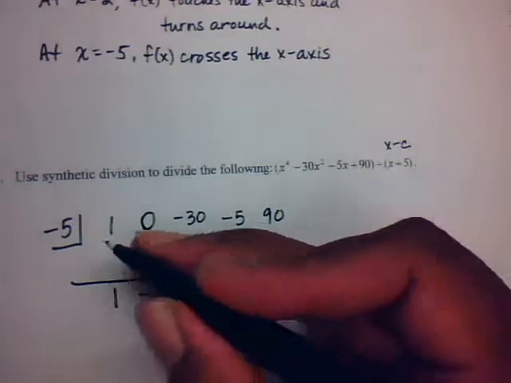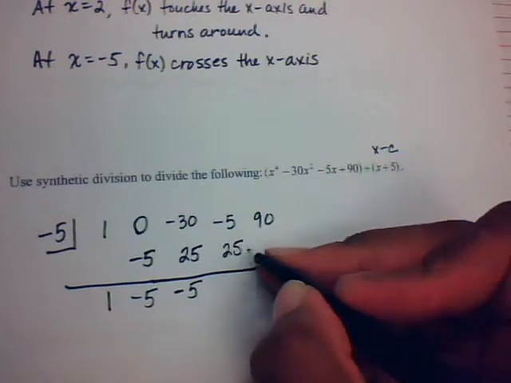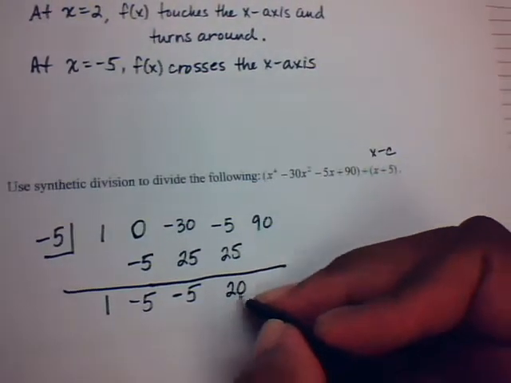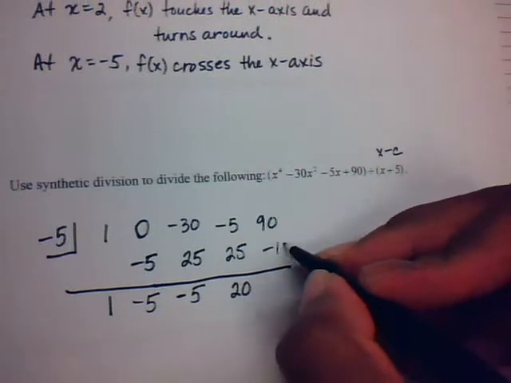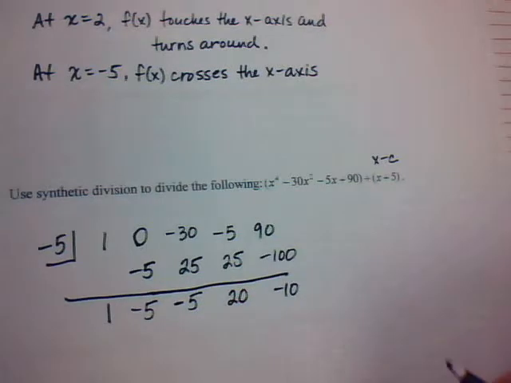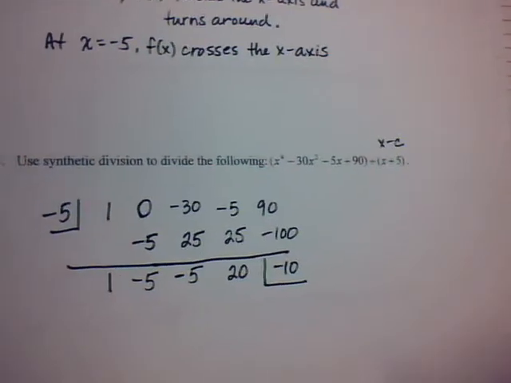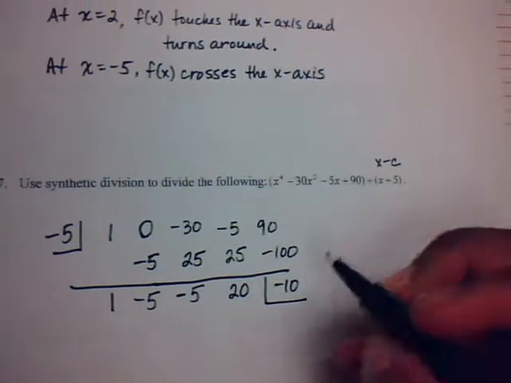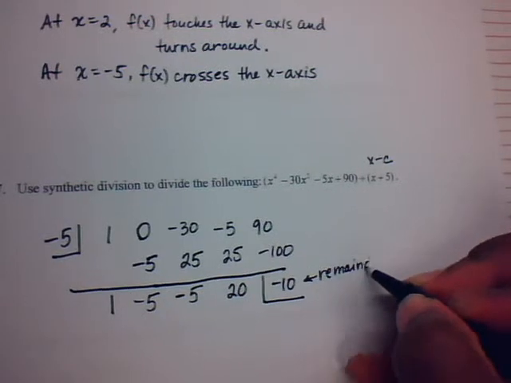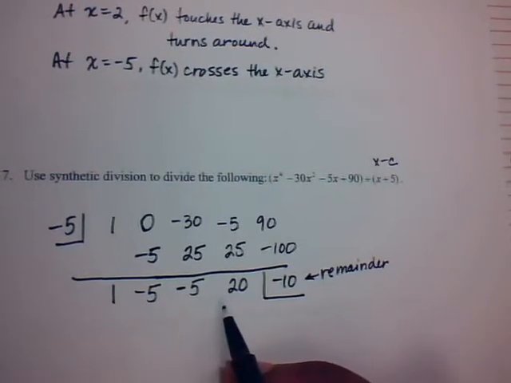And then negative 5 times negative 5, again, that's 25. Add negative 5 and 25 together, you're going to get 20. And then finally, 20 times negative 5 is negative 100. 90 plus negative 100 is negative 10. Okay, so that completes that. Now, the last number in the last row is always going to be your remainder. The remaining numbers in this particular problem represent the quotient.